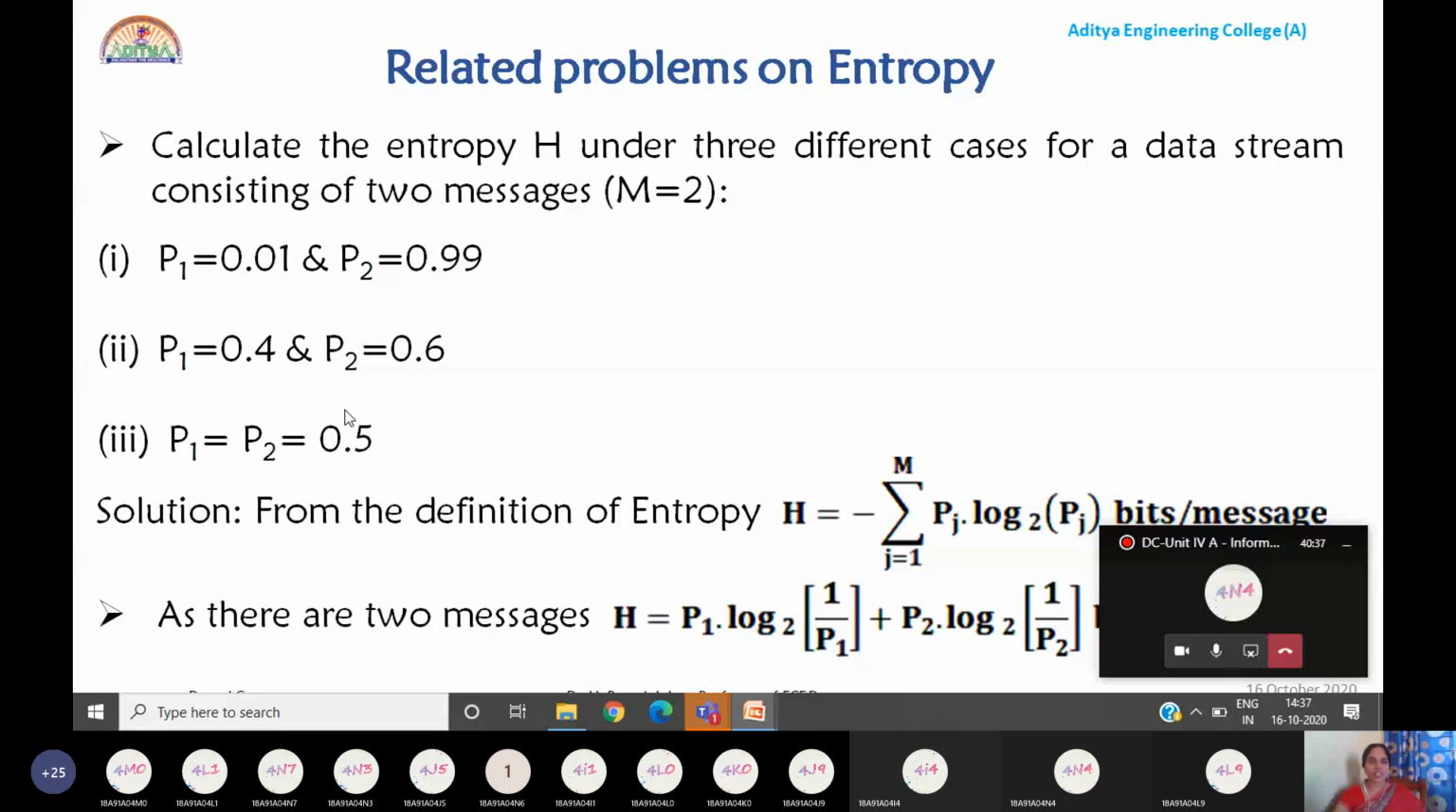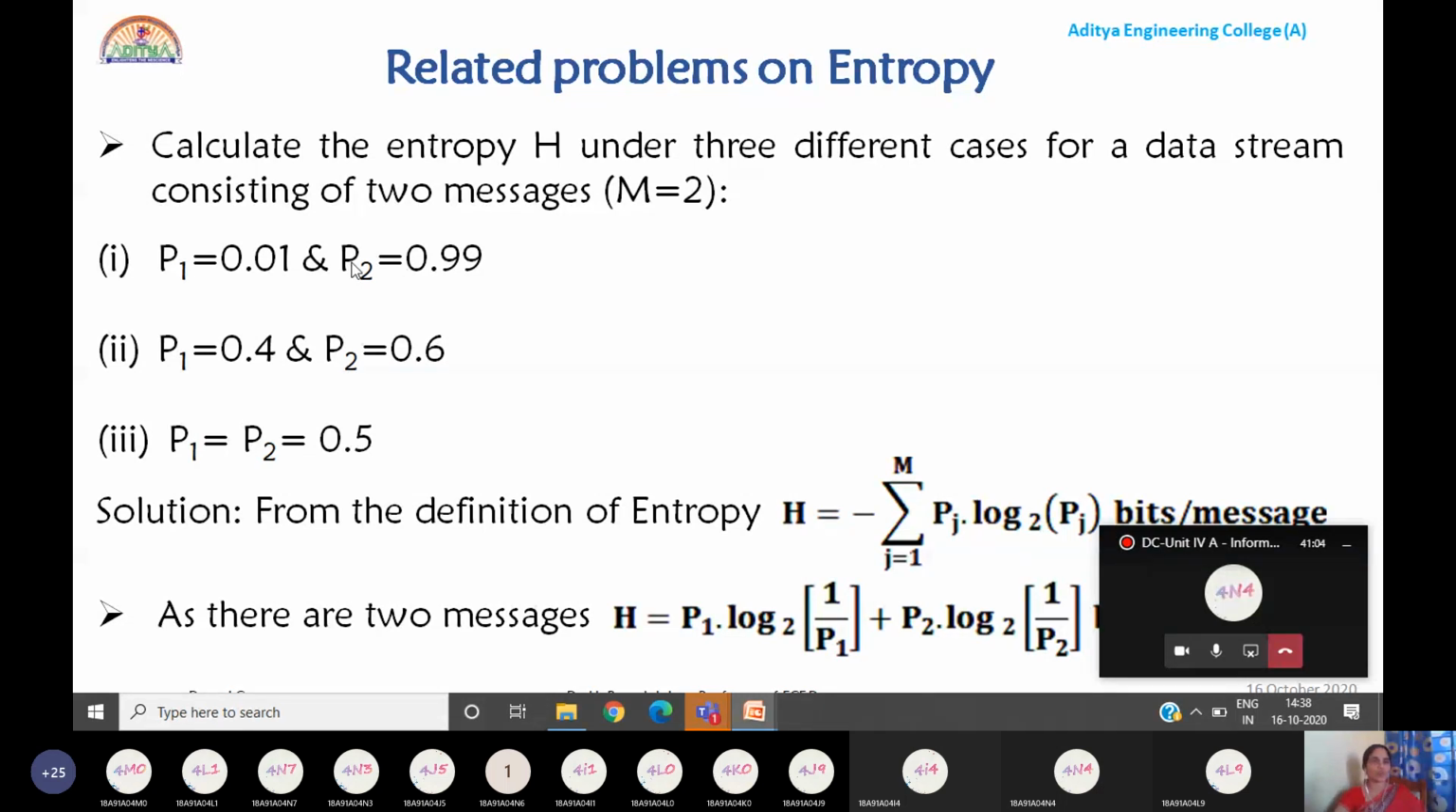And if you take the sum of the two probabilities, P1 and P2, in all three cases, if you observe, the sum of the two probabilities is 1, because this event consists of only two messages. So the sum of the two message probabilities should be equal to 1. So P1 plus P2 should be equal to 1.